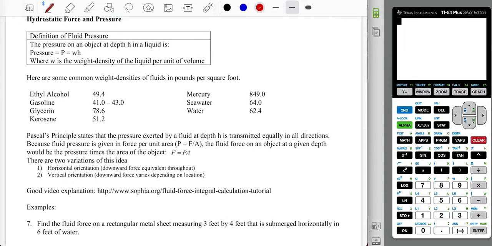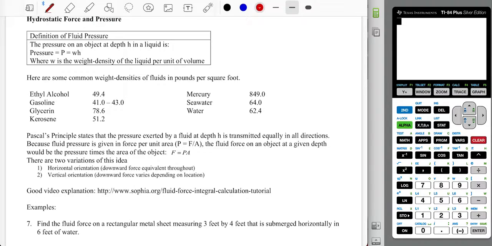So we're going to look specifically at Pascal's principle. It states that pressure exerted by a fluid at depth h is transmitted equally in all directions. Now, I'll just read the rest of the blurb. Because fluid pressure is given in force per unit area, the fluid force on an object at a given depth would be the pressure times the area of the object. So it's just modifying P equals F over A to solve for force.